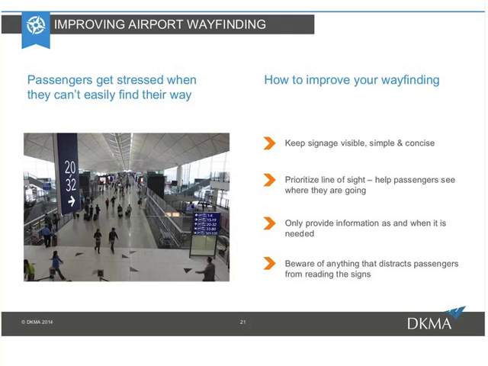In terms of information, it's also providing the information that passengers need when they need it. So don't provide too much information, but only provide the information that passengers want when they want it. And finally, it's making sure that there's nothing in your airport that is distracting passengers from seeing the signs or from reading them. And we'll be looking at best practices now in each of these different areas.